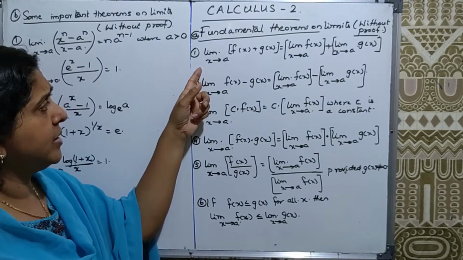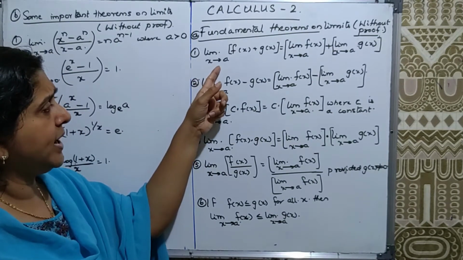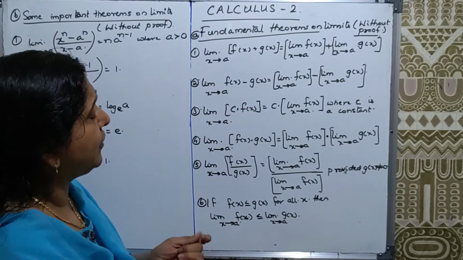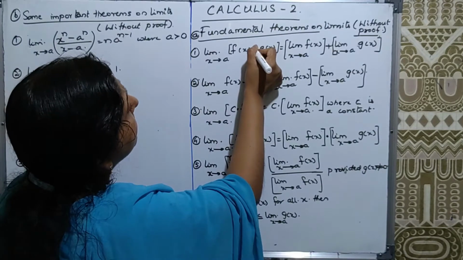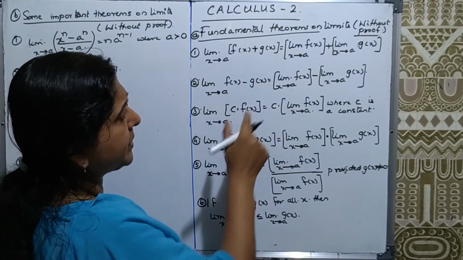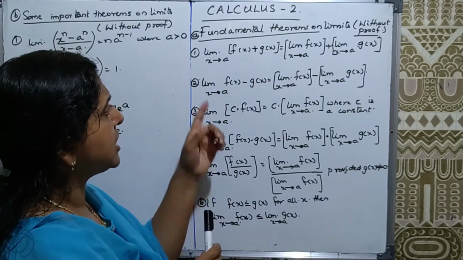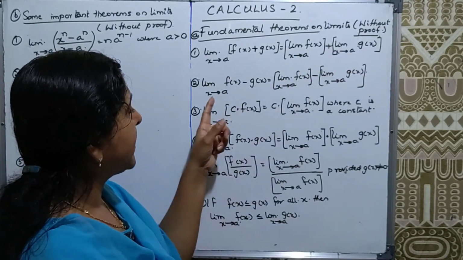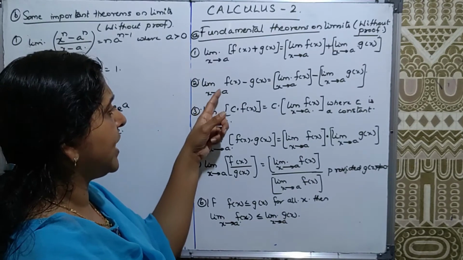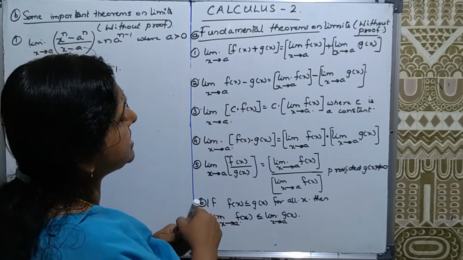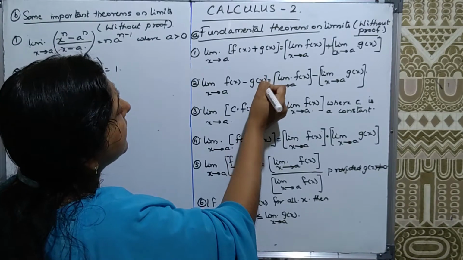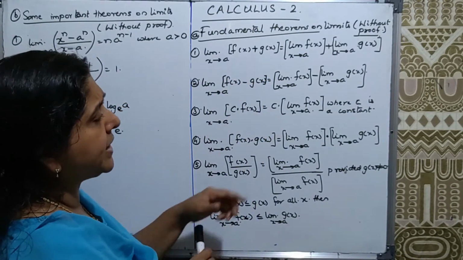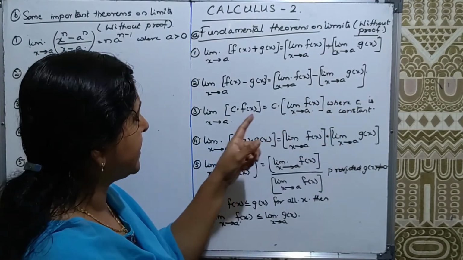Limit x tends to a, f of x plus g of x. So if it is f of x plus g of x, we can separate it by giving the limit for each term separately. So that will be limit x tends to a, f of x plus limit x tends to a, g of x. Now if it is limit x tends to a, f of x minus g of x, again we'll separate it by giving limit x tends to a, f of x minus limit x tends to a, g of x.